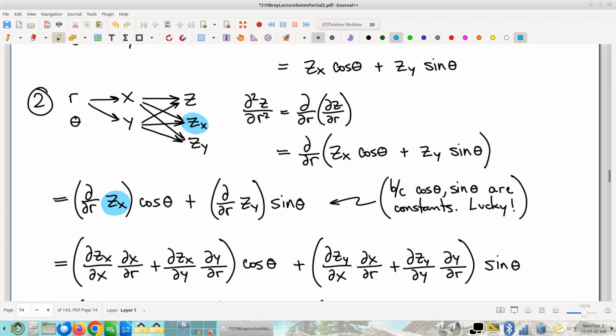Zx, okay, that's there. And let's see here, taking a partial with respect to r. Okay, well, r is there. Cool, I have two paths, thus giving me two terms. Let's see here. Oh, color choices. Let's see. Here's the x term.